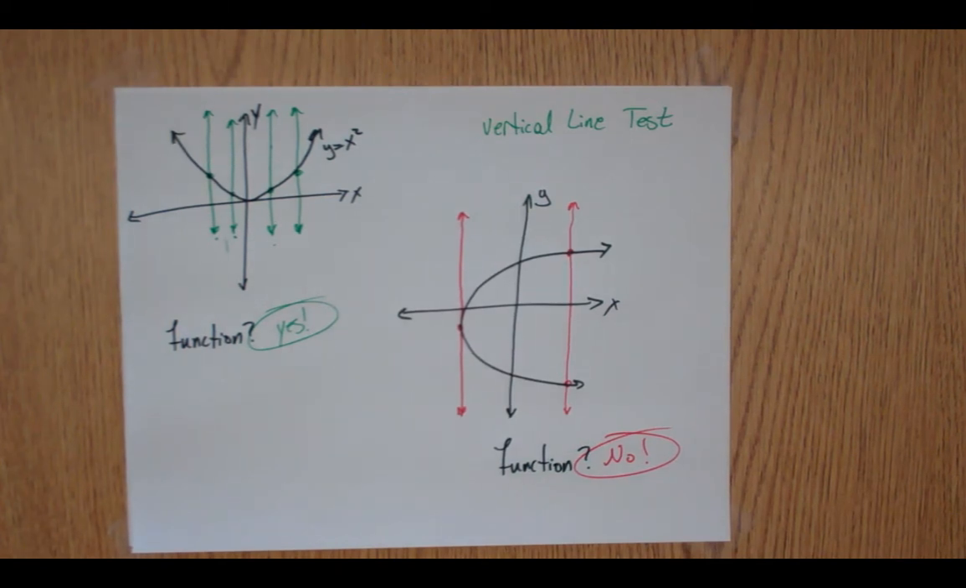That's really all there is to the vertical line test. If you can draw a vertical line and hit the graph more than one time, it's not a function. If there's nowhere you can draw the line and hit it more than once, then it is a function. Pretty simple.